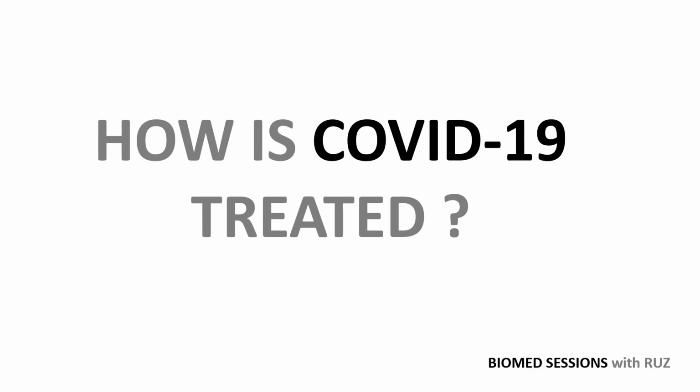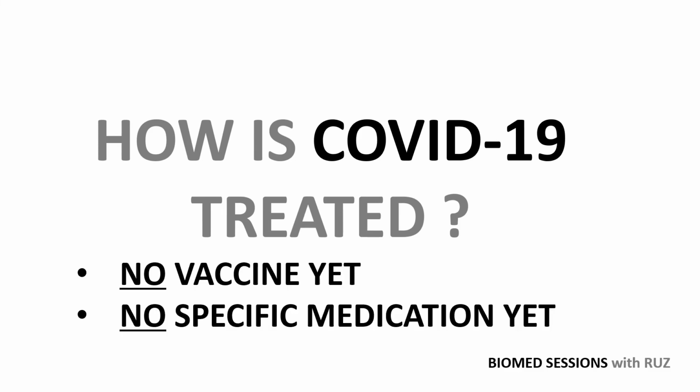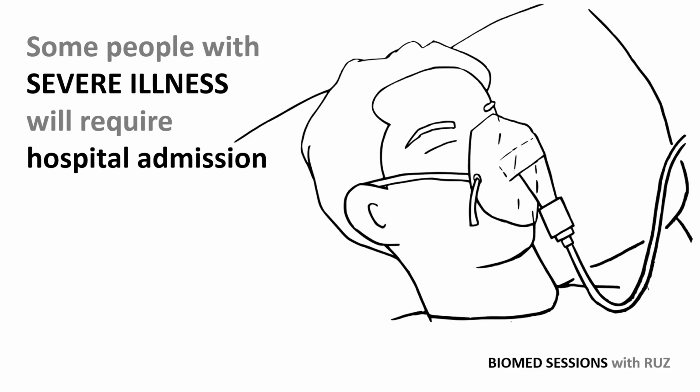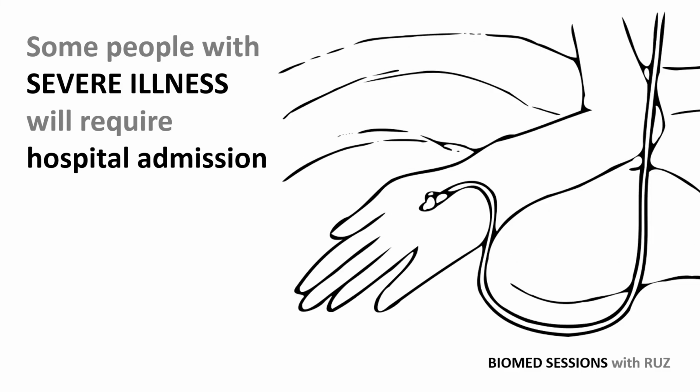How is COVID-19 treated? Currently, there is no vaccine and no specific medication to treat COVID-19. Neither will antibiotics work because we're dealing with a virus, not bacteria. Most people have mild or uncomplicated disease which doesn't require hospital intervention, but a small proportion with severe illness will require hospital admission for supportive care such as oxygen supplementation, intravenous fluids, and close management of any coexisting conditions.